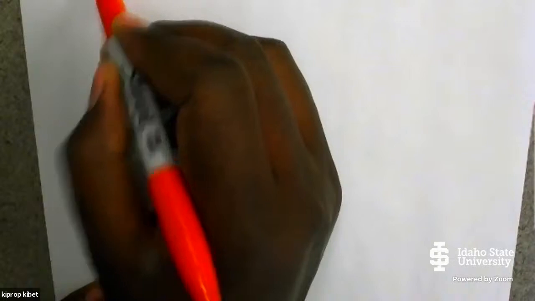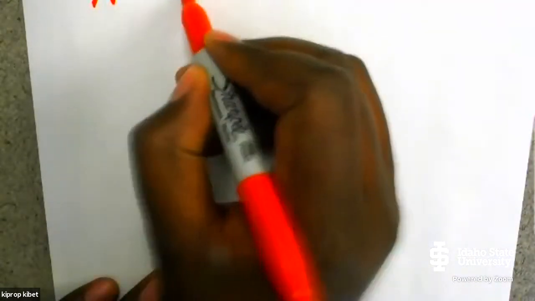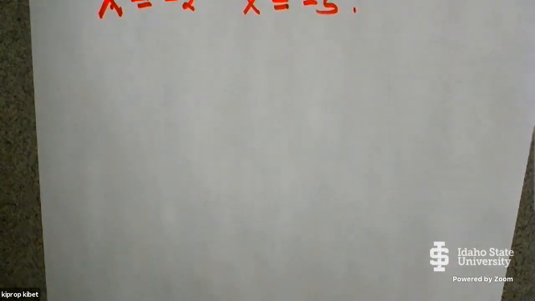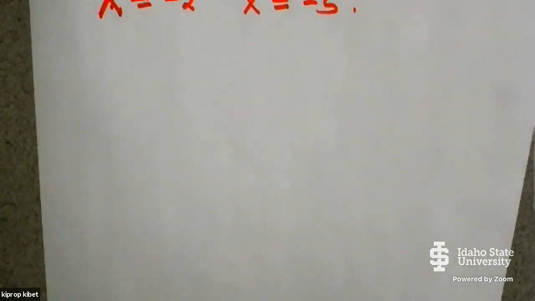Another one: x equals -2 and x equals -5. So definitely these are what? The vertical lines. And they will not intersect. So those are what? Parallel lines. They will not intersect, so they are parallel.